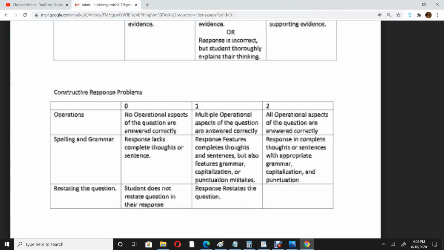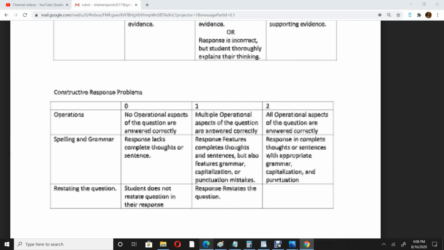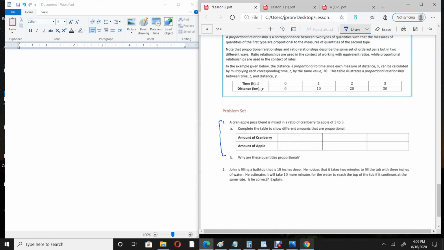So if we go back and we look at our rubric under the constructive response portion, if there are multiple operational aspects to the question, you can get 1 for getting some of those parts right. So if we fill out the chart and we miss some of that stuff, and we only get a few of them right, then we'll still get 1 point, okay? But you want to shoot for 2, obviously, and get them all correct, okay?